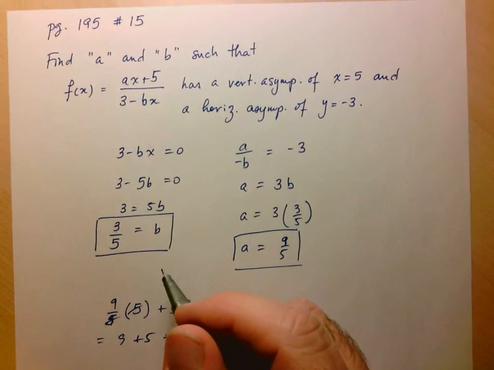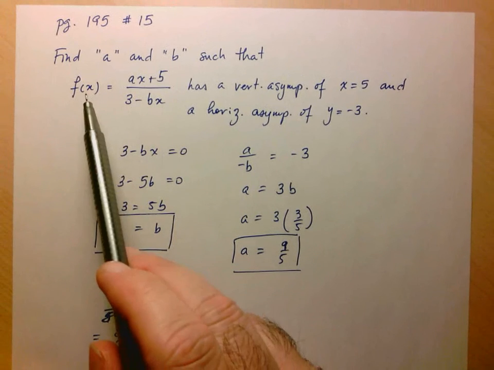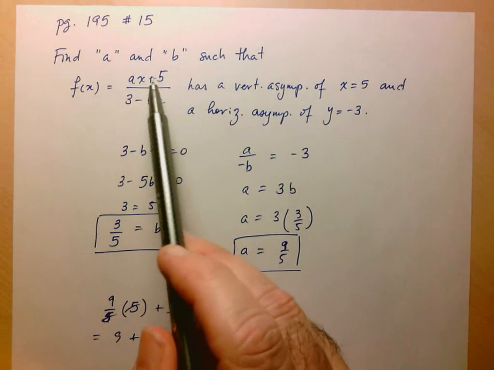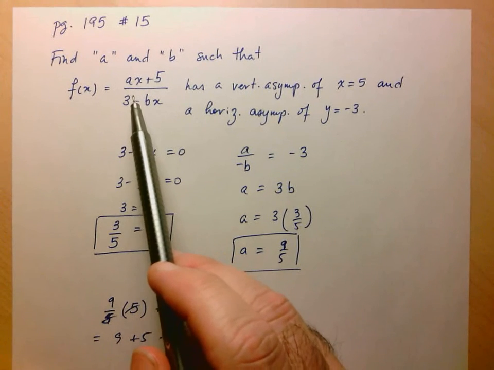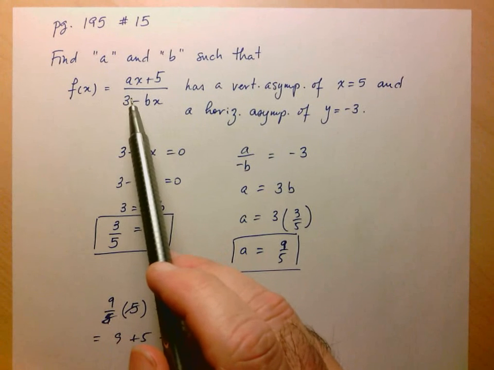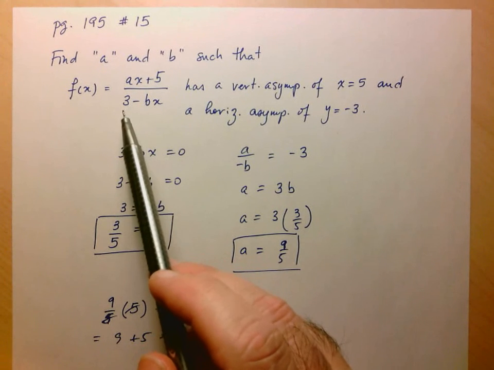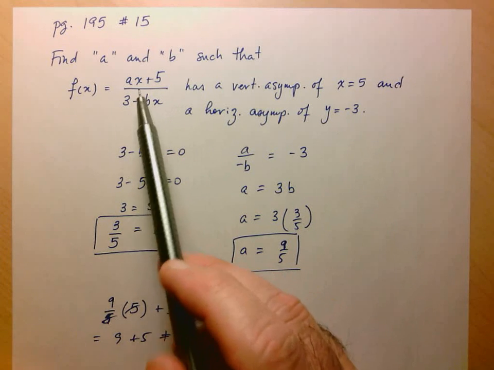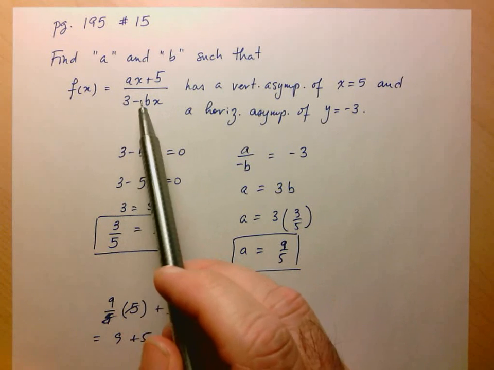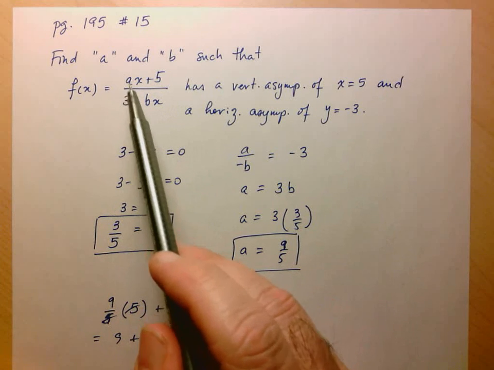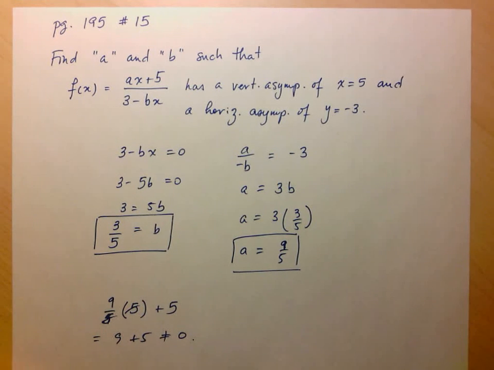So let's just do a quick recap. We used the fact that we knew lots of stuff about this type of rational function. In particular, we get a vertical asymptote when the denominator is equal to 0 at that x value, and the horizontal asymptote of this type of rational is given by the quotient of the leading terms of both numerator and denominator. That's it for this one.